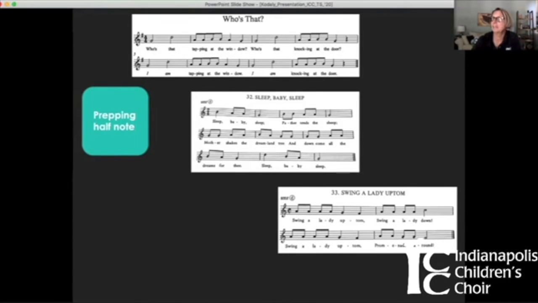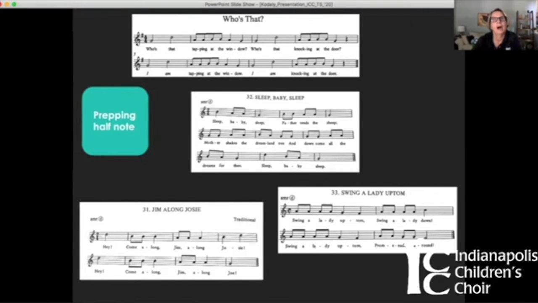Again, half notes at the end of the phrase, and it's really, really obvious. Jim Along Josie, it's at the beginning, and it's at the end. And so once again, lots and lots of experiences where we identified a particular music learning that we're going to do, and then once it's made conscious to the student, we revisit it, we work with it.